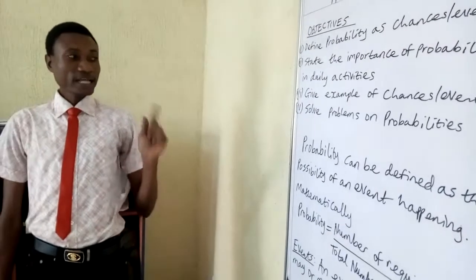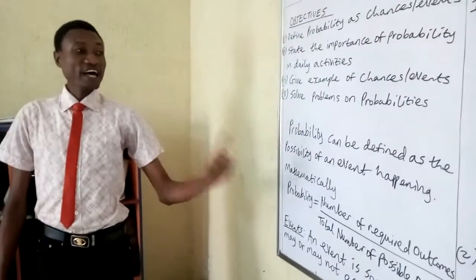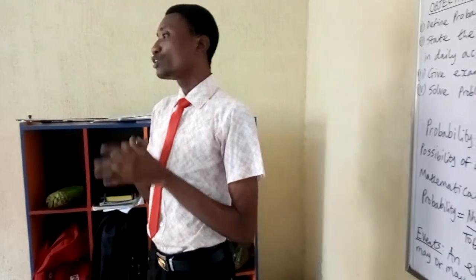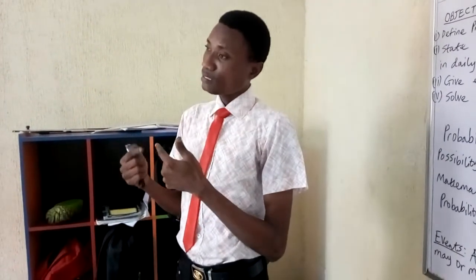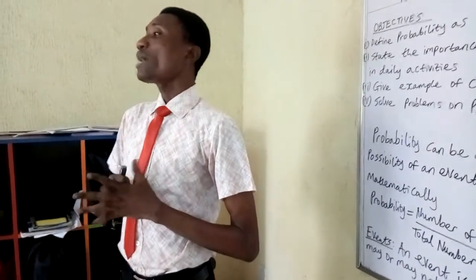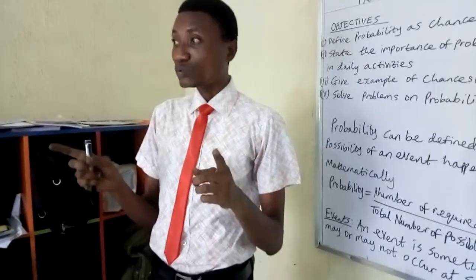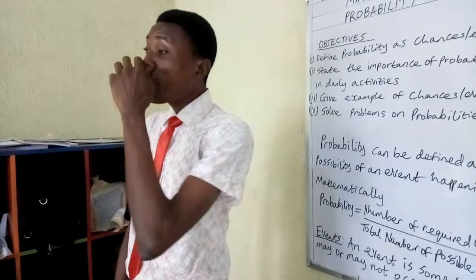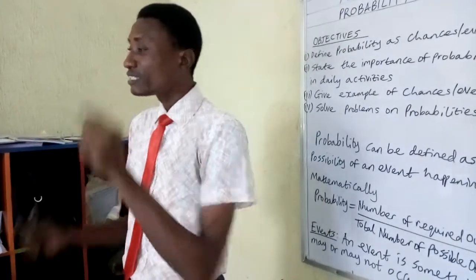Let's start. Now, when we talk about probability, probability can be defined as the possibility of an event happening. It is showing us that this event can take place or it might not take place. Now, when we are very sure that a particular event will take place, the probability is 1. But when we are sure that an event can never take place, the probability is 0.